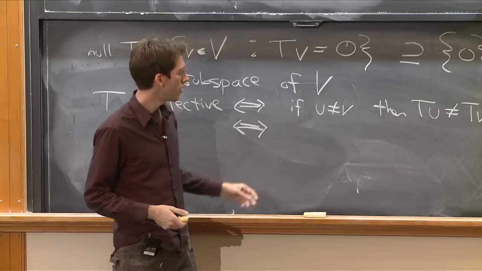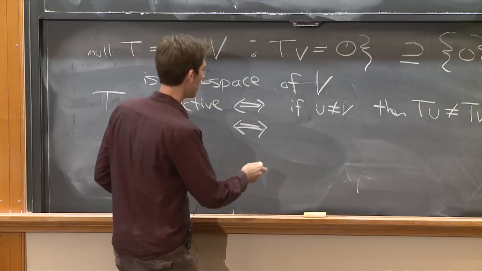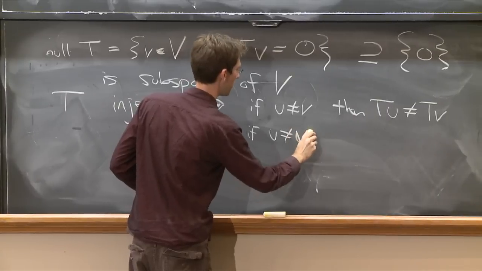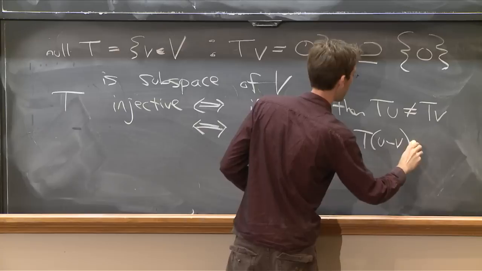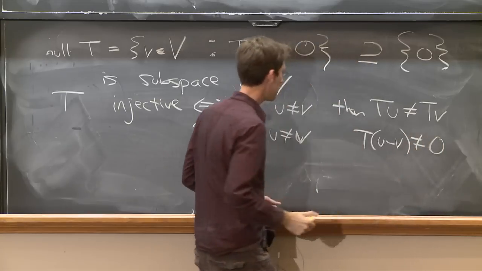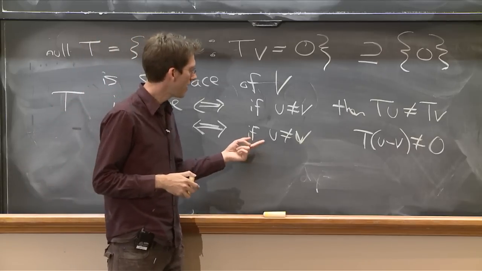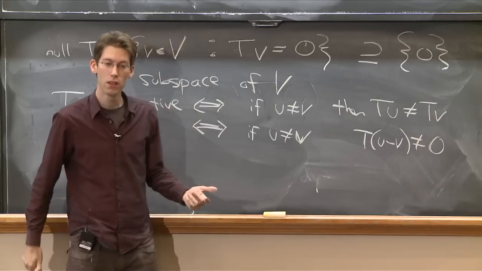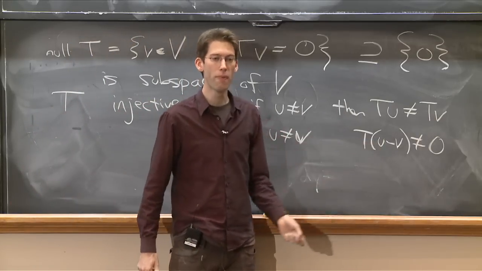So this statement here, that whenever u is not equal to v, T of u is not equal to T of v, another way to write that is whenever u is not equal to v, T of u minus v is not equal to 0. And if you look at this statement a little more carefully, you'll realize that all we cared about on both sides was u minus v.